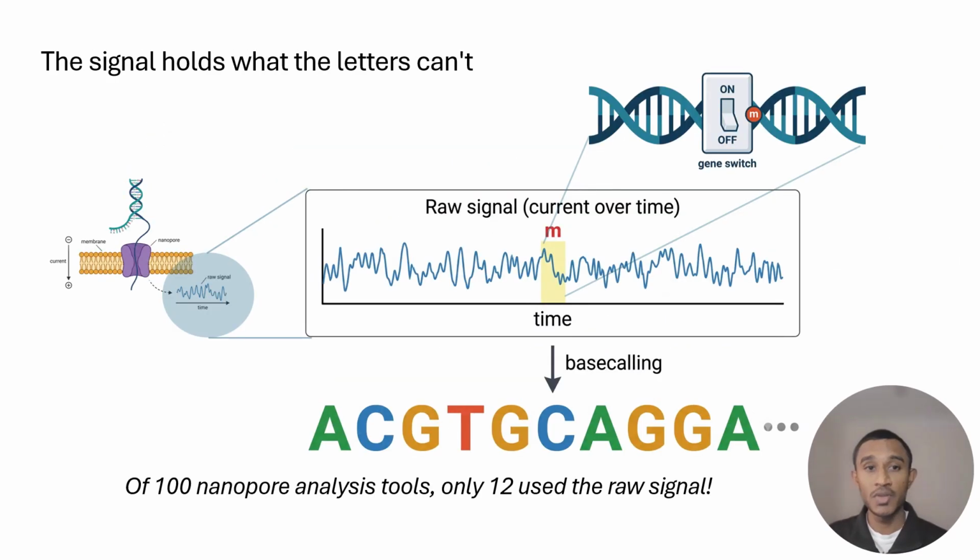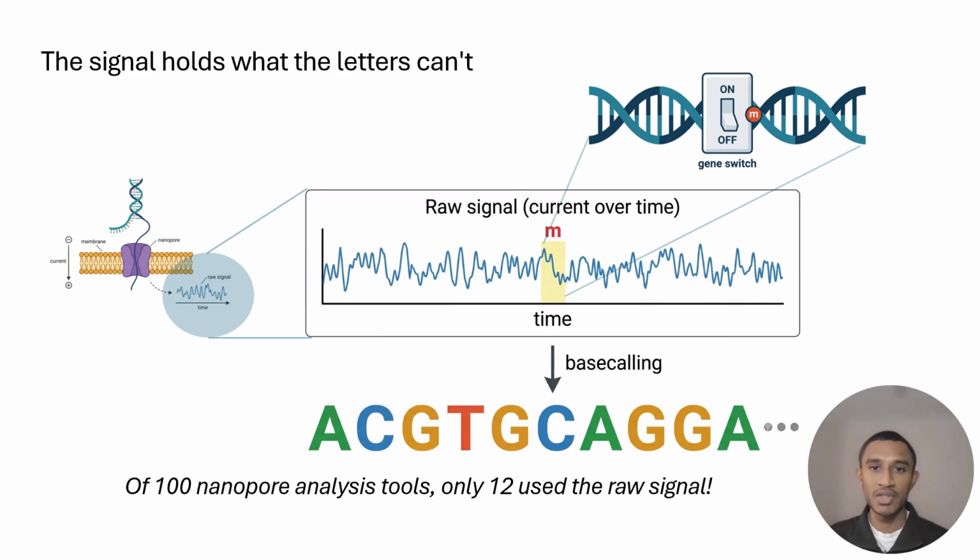And it turns out the audio really matters. Hidden in that raw signal is information you simply cannot get from the letters alone. See that little M? That's a chemical tag on the DNA, called methylation. It switches genes on and off and is central to how cancer develops. The signal can also reveal DNA damage and the shape of RNA molecules. The letters alone are blind to all of this.